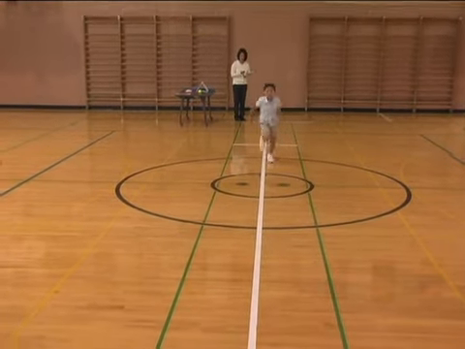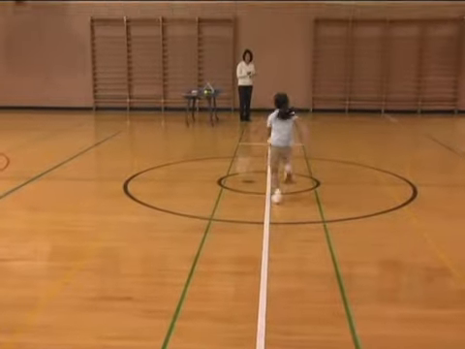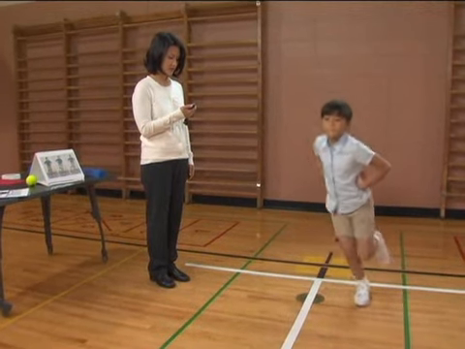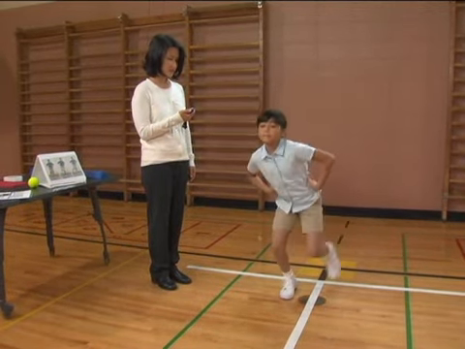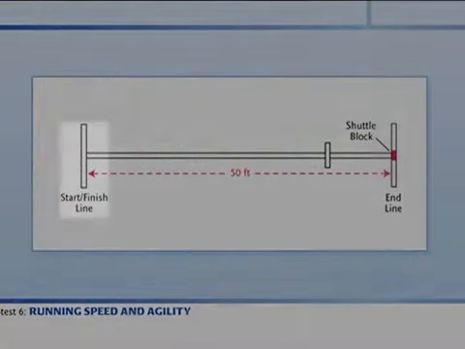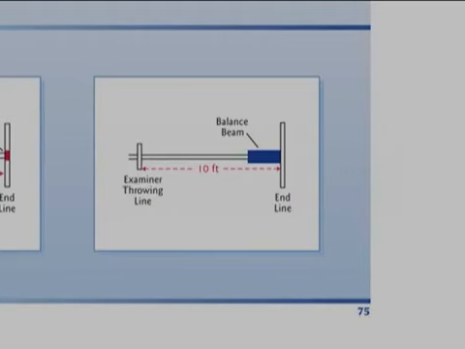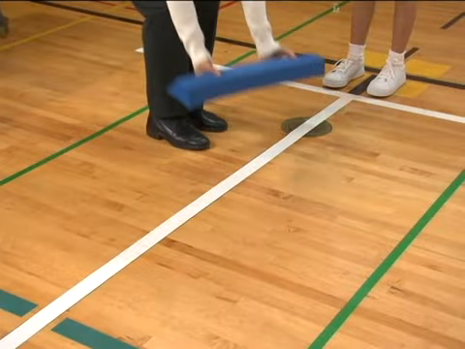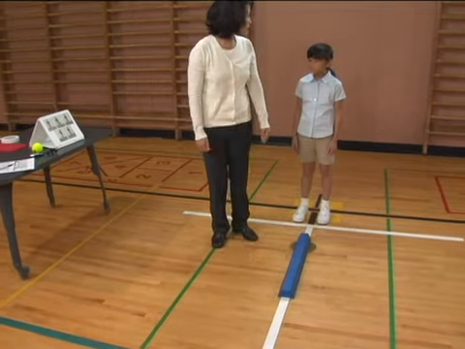The shuttle run activity, in addition to providing a relatively pure measure of speed, also provides the opportunity to make clinical observations about gait. The other activities combine quickness and coordinated movement in a way that is more influenced by balance and stability. Conduct the shuttle run using the running course with the shuttle block placed on the end line. Conduct the remaining items using the portion of the running course from the examiner throwing line to the end line. For stepping over the balance beam, place the beam on the running course at the end line.